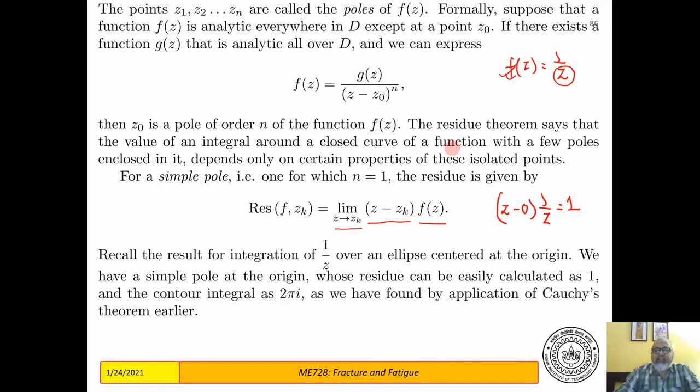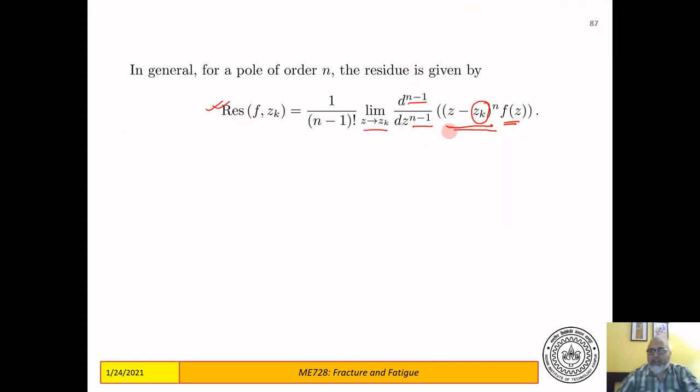That means the singularity is such that n is greater than 1. So you have a function of this form. When you have a function of this form to integrate, then you have to take the n minus 1th derivative of the function multiplied by (z minus zk), where zk is the point at which the function is not analytic or the function is singular, which is also called a pole. A pole is a point at which the function is singular.